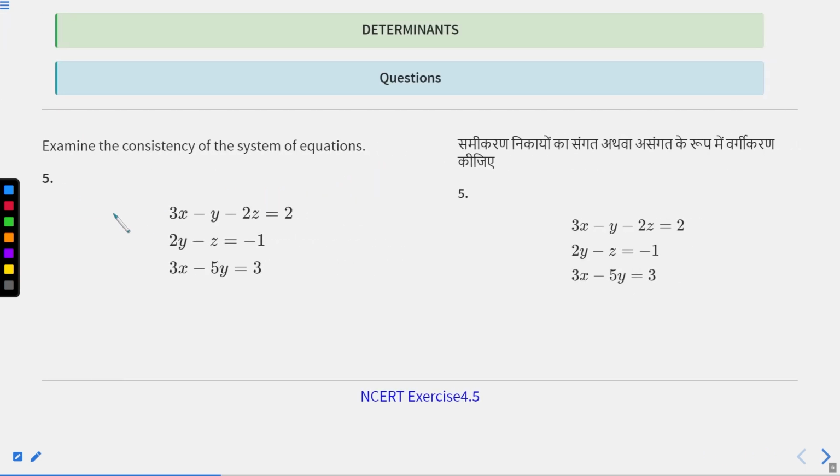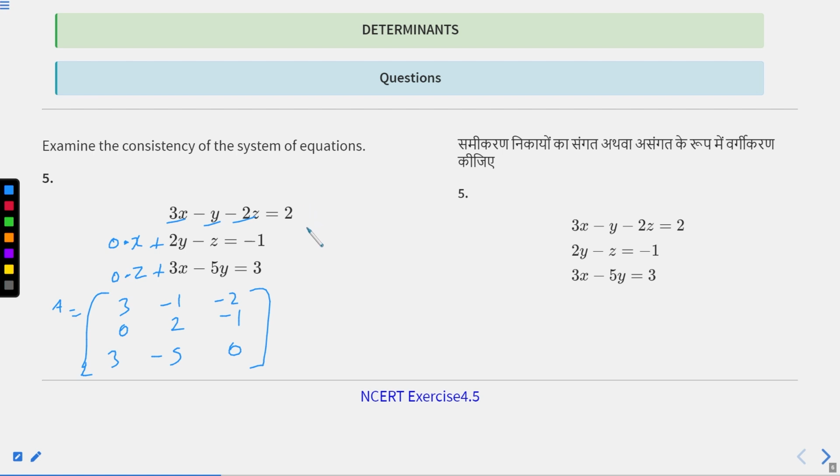Now fifth. So the A matrix will be 3, minus 1, minus 2. Now we do not have an x value here. This means x is hidden in this form: 0 multiplied by x, so the coefficient of x will be 0. Now 2, minus 1, 3, minus 5. Now z is hidden here, so it is 0 multiplied with z. So 0. First of all, find the determinant.